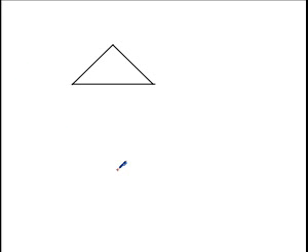And another thing to remember is when you see a triangle with these little lines on it like this, that means that those two sides are identical. They're the same distance, they're the same length.